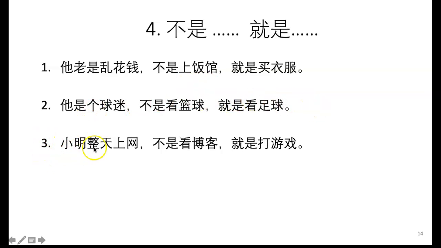好，那么第三个，小明整天上网，不是看博客就是打游戏。We know 小明 is obsessed with internet, spending all this time on internet. What does 小明 do? It's again very predictable. Reading blogs or playing games.